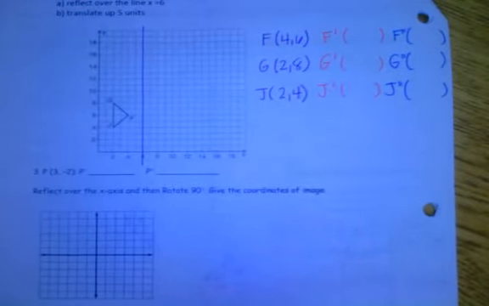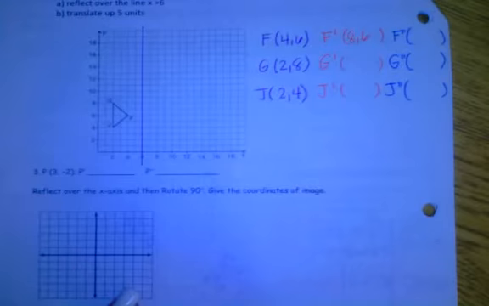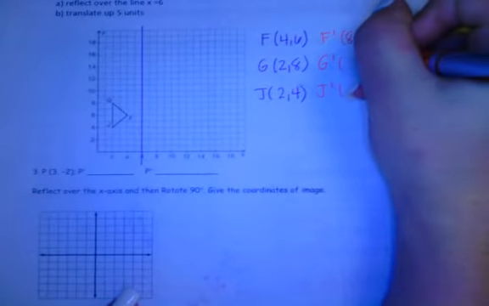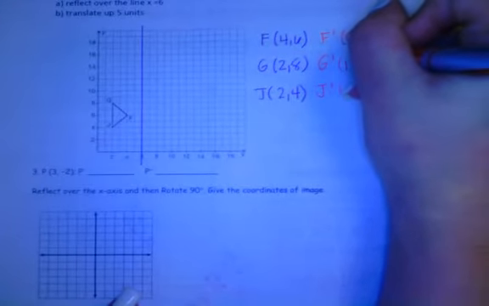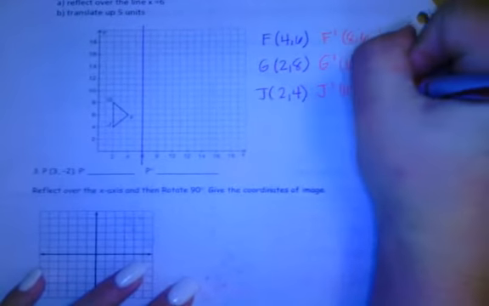Alright, after the reflection, okay, so we're doing F prime. Emma, what's F prime? 8, 6. Very good. Fernanda, G prime. 10, 8. Kelly, J prime. 10, 4. Do we agree with those coordinates? Awesome.